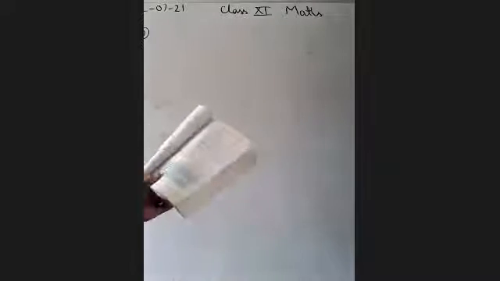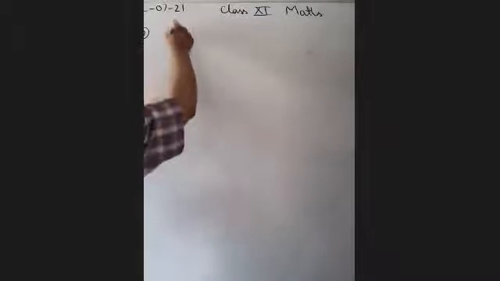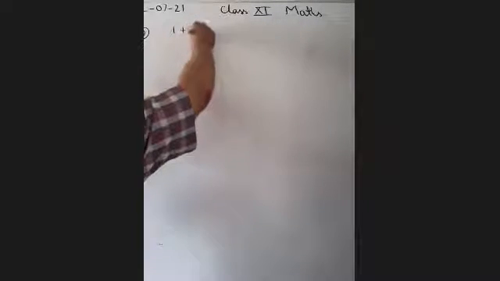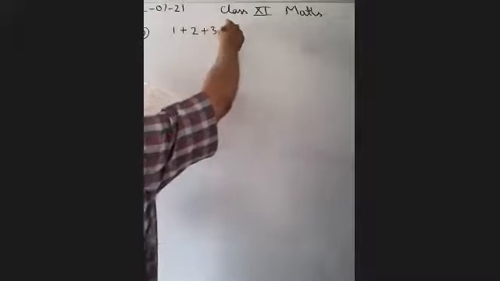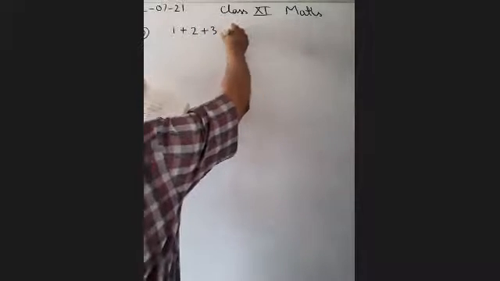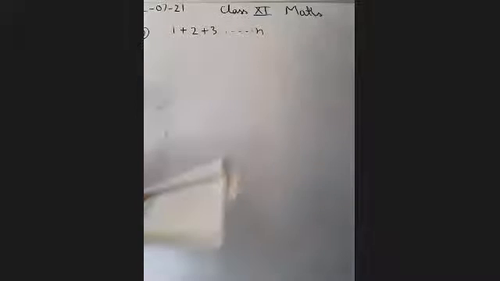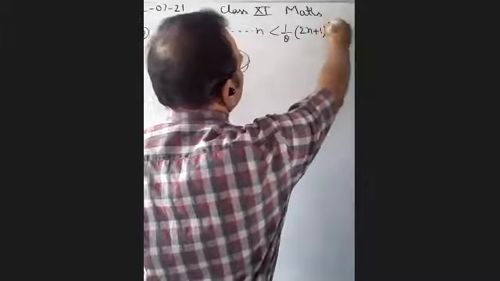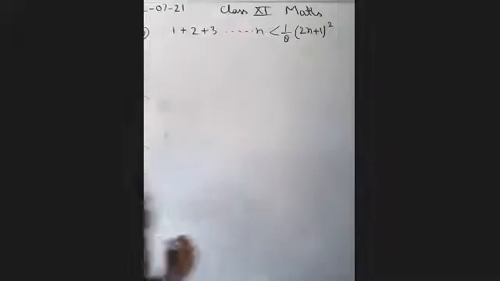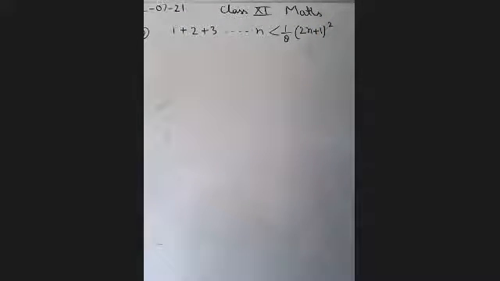देखो बेटा क्वेश्चन नंबर 18 है 1 plus 2 plus 3 up to n. It is less than 1 upon 8 into 2n plus 1 whole square. ठीक है. This we have to prove.